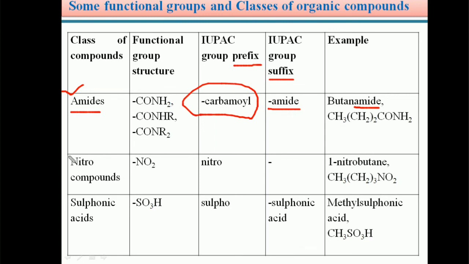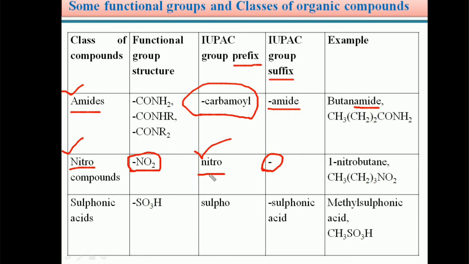Next class of compound is nitro compounds. The functional group structure for nitro compounds is NO2. Nitro group. Students, this nitro group should be taken as a substituent. This is not a principal functional group, so it does not have any specific suffix; therefore it has a prefix only, because this nitro group is always taken as a substituent, and the IUPAC group prefix for NO2 group is nitro.